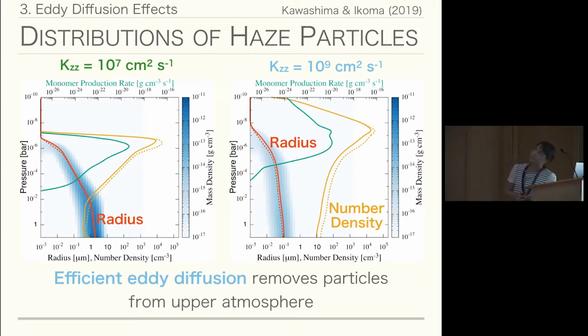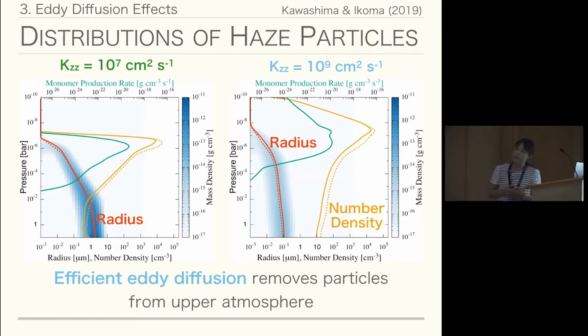You see that for the larger eddy diffusion coefficient case, both the average radius and the mass density of haze particles are smaller. This is because of the eddy diffusion transport. We found that the efficient eddy diffusion transports the haze particles downward rapidly. So it means it removes the particles from the upper atmosphere.